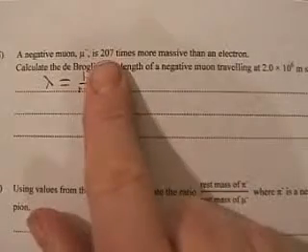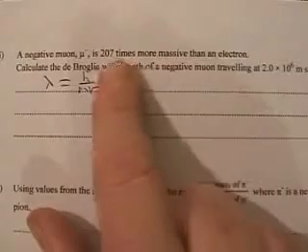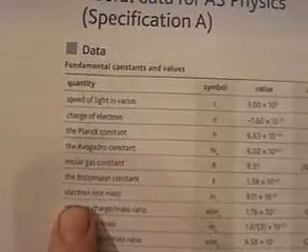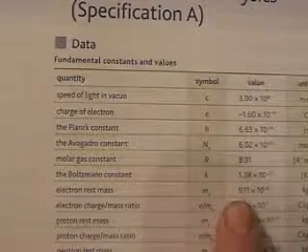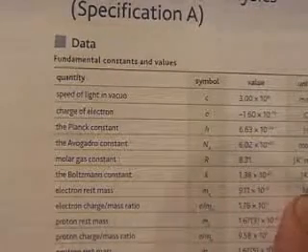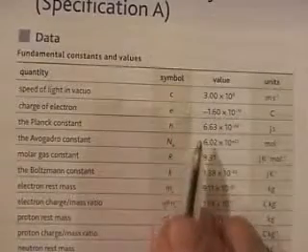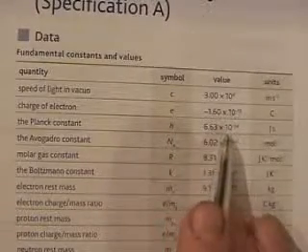Well, the question does tell us that the mass of a muon is 207 times the mass of an electron. So if I can find the mass of an electron, which is here, electron rest mass 9.11 times 10 to the minus 31 kilograms, the question tells me that the mass of a muon is 207 times that. And while we're at it, in case we've forgotten, Planck's constant is 6.63 times 10 to the minus 34 joule seconds.